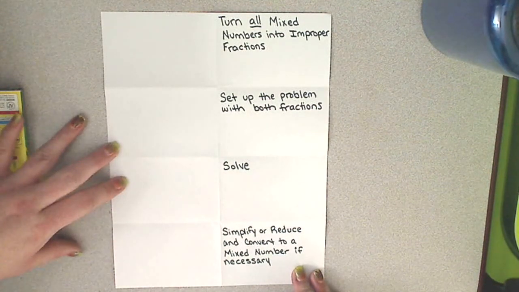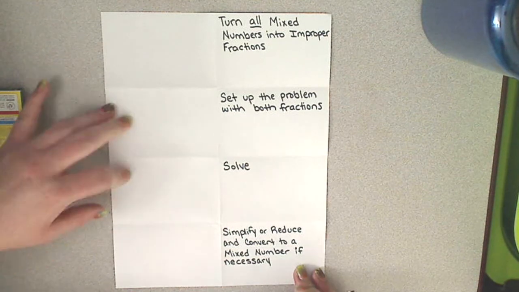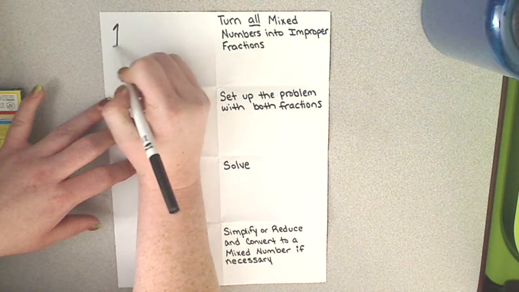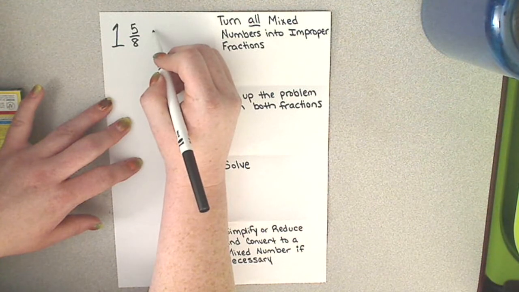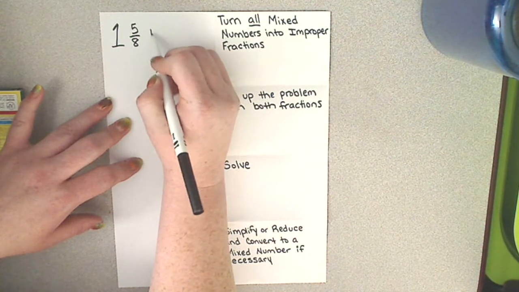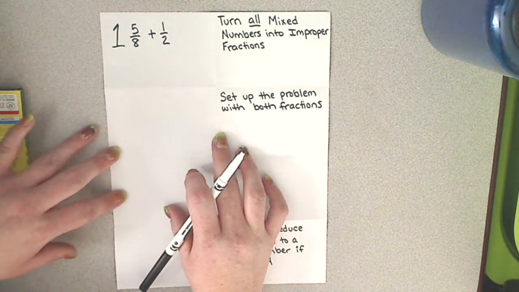All right, so there are the 4 steps. You turn all the mixed numbers into improper fractions, set up the problem with both fractions, solve, and then simplify or reduce and convert if necessary. So the first problem we're going to look at this evening is 1 5/8 plus 1/2.